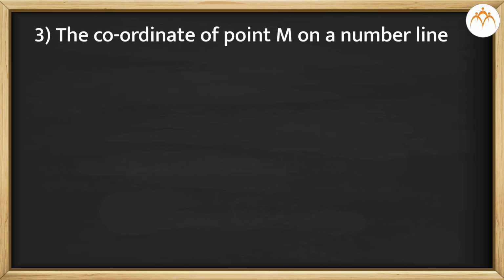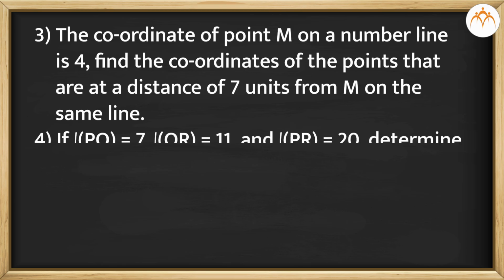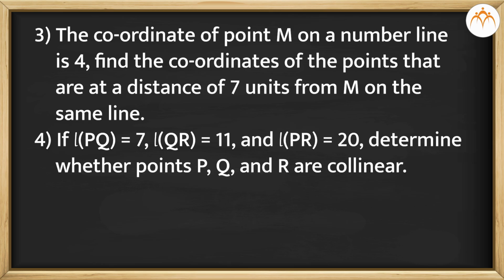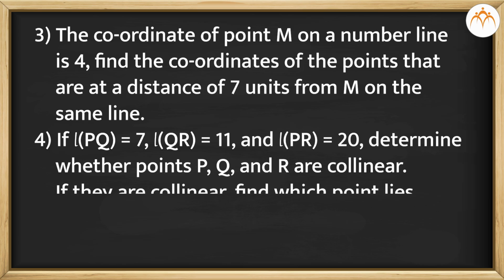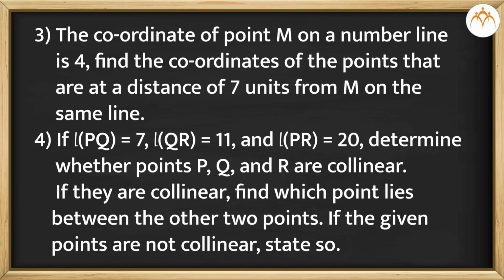The coordinate of point M on a number line is 4. Find the coordinates of the points that are at a distance of 7 units from M on the same line. If length PQ is equal to 7 units, length QR is equal to 11 units, and length PR is equal to 20 units, determine whether points P, Q and R are collinear. If they are collinear, find which point lies between the other two points. If the given points are not collinear, state so.